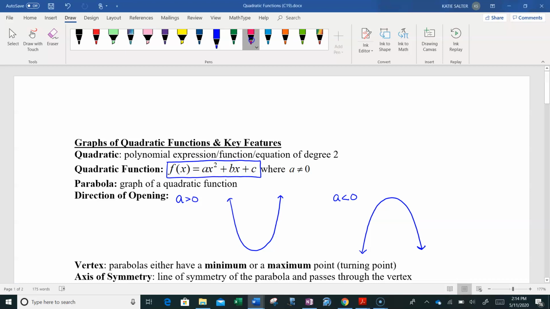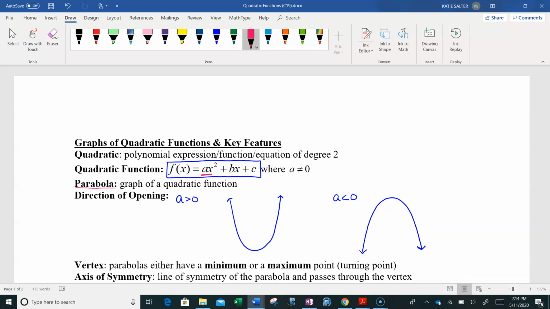where ax squared is the quadratic term. And that term right here is really, really important because it tells us the behavior of the function. The bx is the linear term and c is the constant term. We'll talk about that a little bit more in a minute. The name of the graph of a quadratic function is a parabola. Just like a linear function, its graph is a line. For a quadratic function, the graph is a parabola.